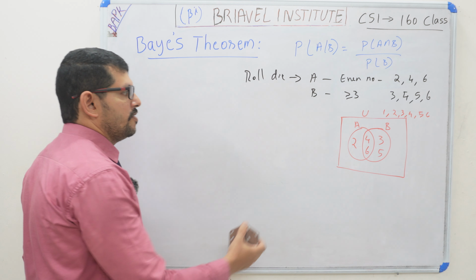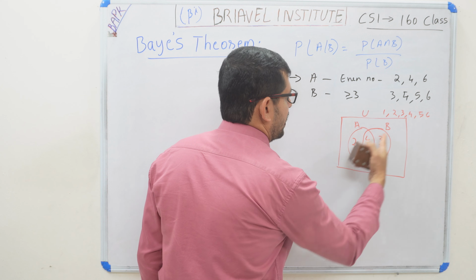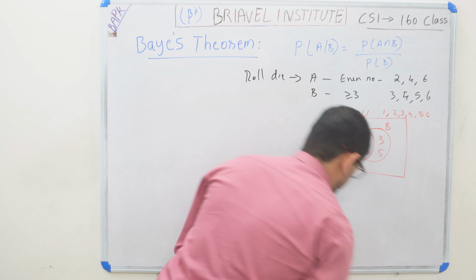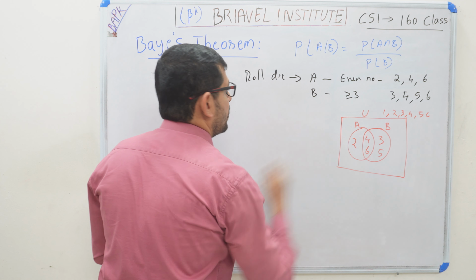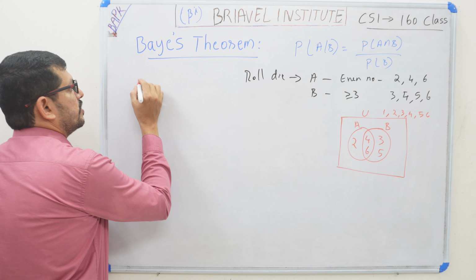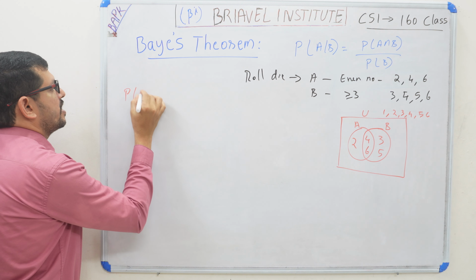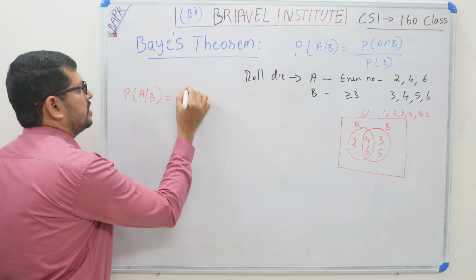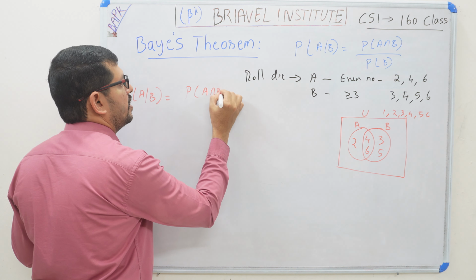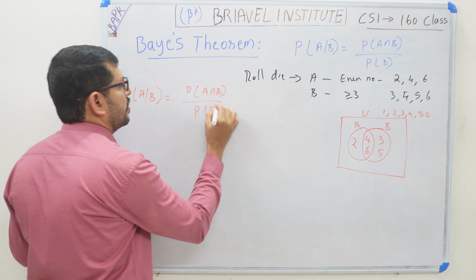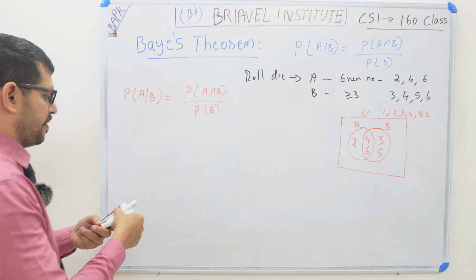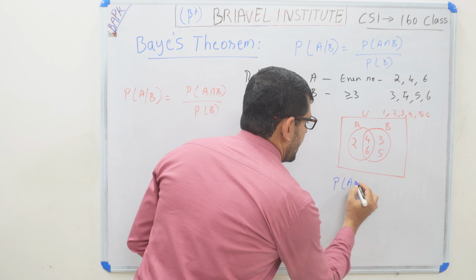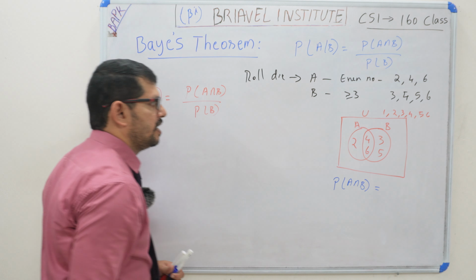So getting 4 is an event, and 6 is an event. That one we can call A intersection B. If you are getting A intersection B, we can compute the probability. So here is the probability of A given B: the probability of A intersection B divided by the probability of B. First we take the probability of A intersection B. What is the probability of A intersection B?